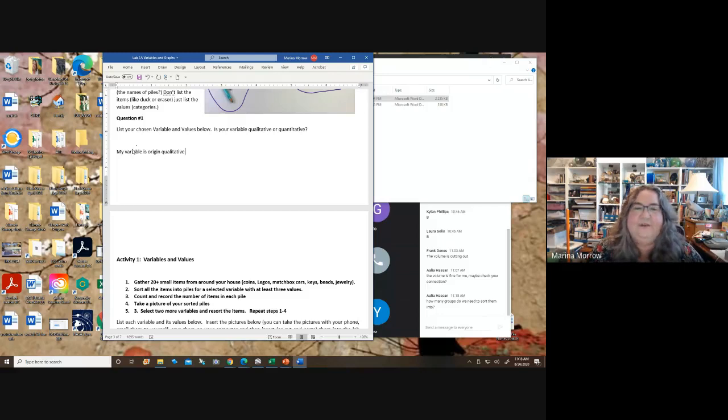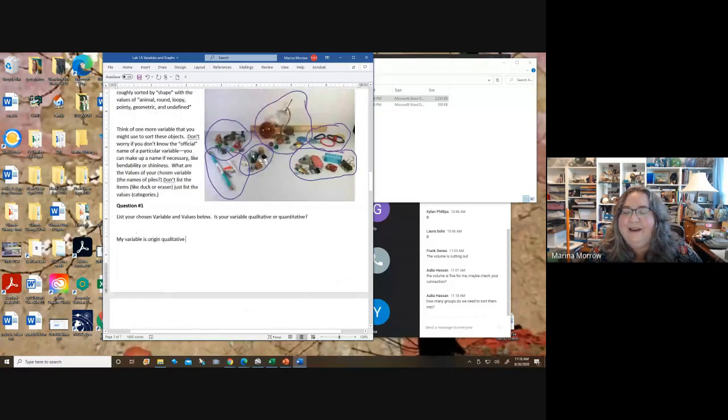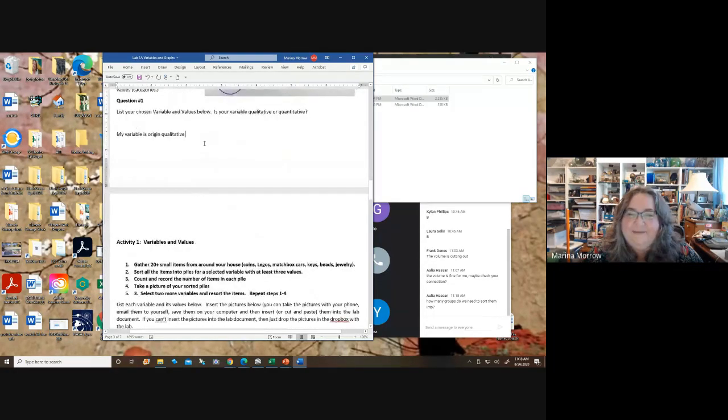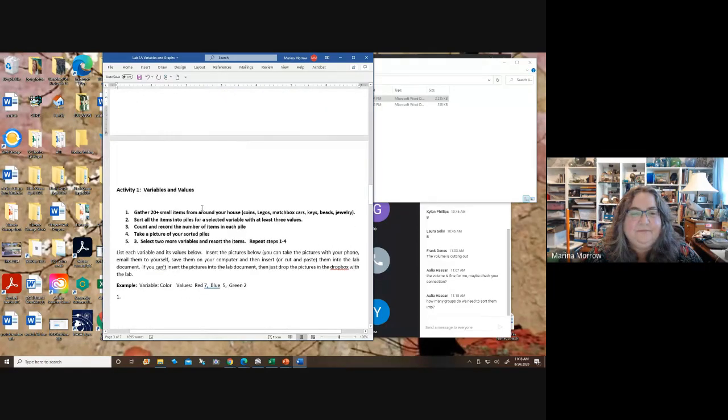Some of these are from plants, some are from animals. I don't think I actually have any that are from animals. Oh, yes, I do. Seashells. One seashell. And so on. So you can type stuff in, right? You don't have to print this off necessarily.